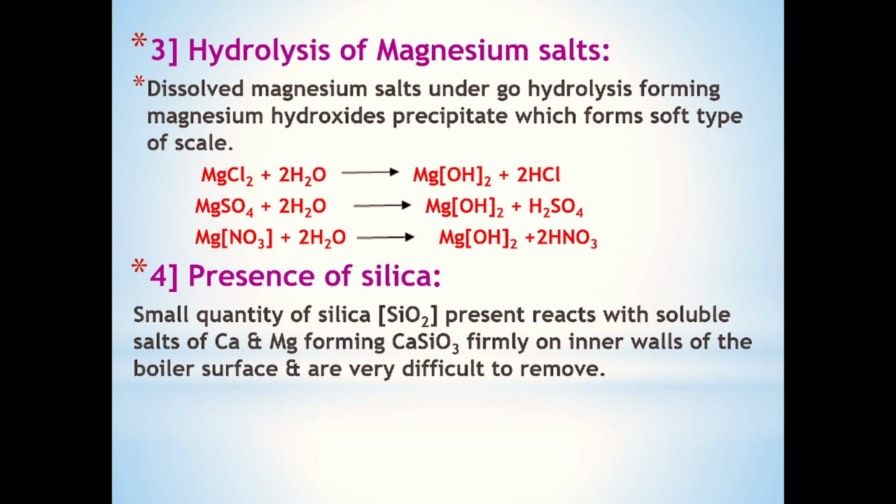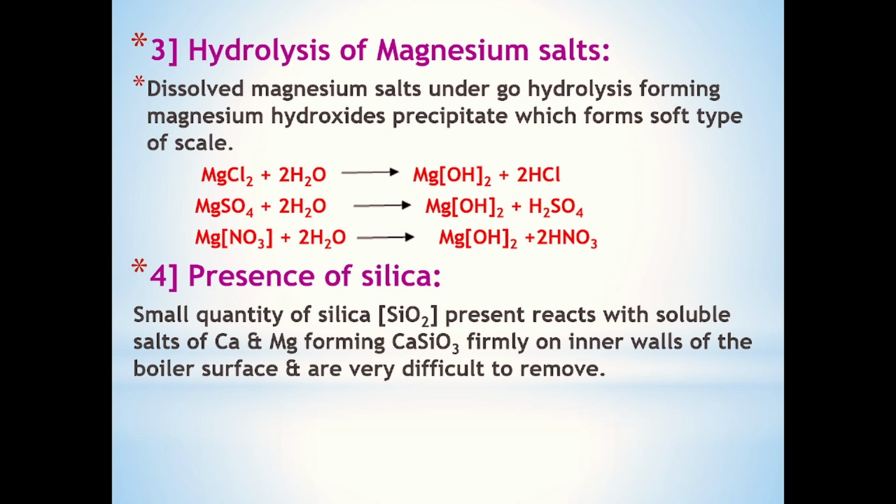Third reason, hydrolysis of magnesium salt. The dissolved magnesium salts undergo hydrolysis at high temperature, forming magnesium hydroxide precipitate, which forms the salt type of scale. The reactions are given for how the magnesium salts present in the water cause the formation of scale: magnesium chloride, magnesium sulfate, magnesium nitrate. The product is magnesium hydroxide, which is a sticky precipitate.